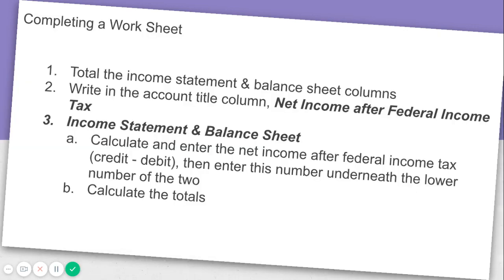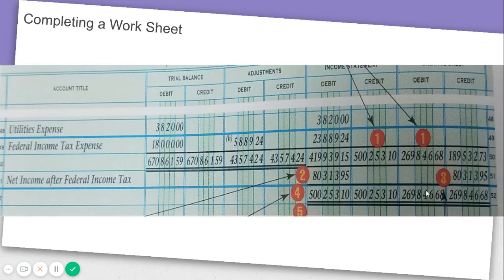So completing a worksheet. So 1, you need to total the income statement and balance sheet columns. Write in the amount total column, net income after federal income tax. Income statement and balance sheet, you need to calculate and enter the net income after the federal income tax. So take your debit and credit, find the difference, add to the smaller number, calculate totals.